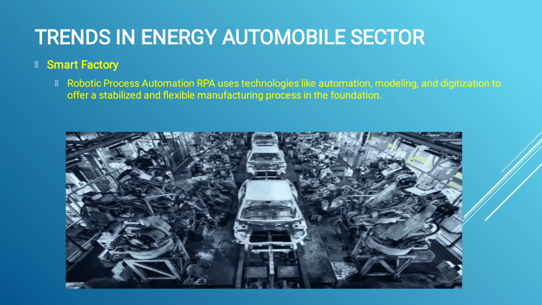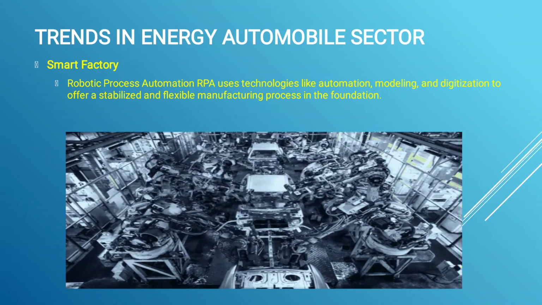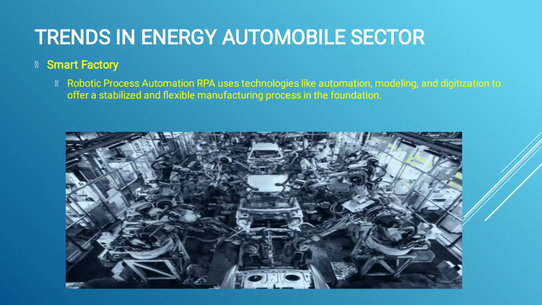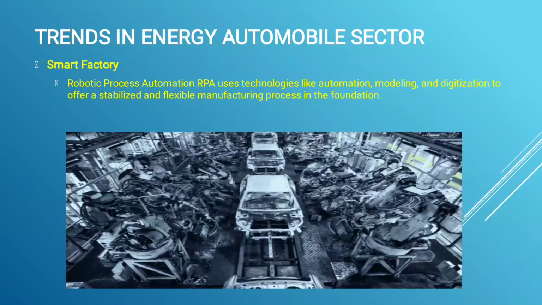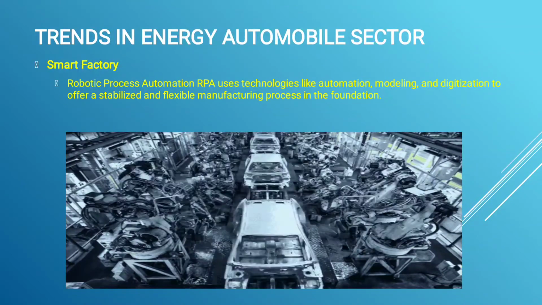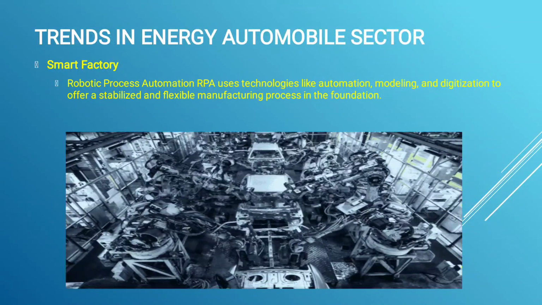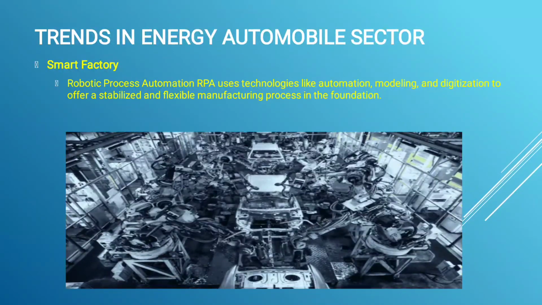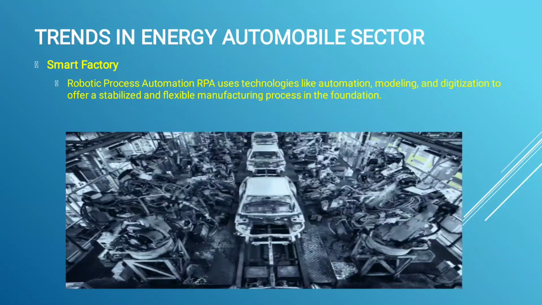Next is the smart factory. So what is the smart factory? The main goal of this smart factory is automation, modeling, digitization and stabilization, which is going to be very easy. In here, you can see in the diagram, the robots are doing the work instead of human beings, which means many errors can be eradicated.